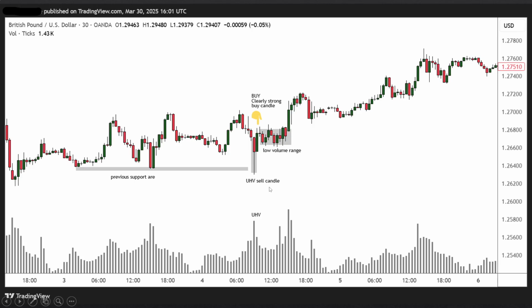That's very important. For these two-bar reversal type candles, you should have an ultra high volume on the sell first candle. That is very important. Then the engulfing candle should have a low volume. That's also important. The engulfing candle has a low volume as compared to the previous candle.